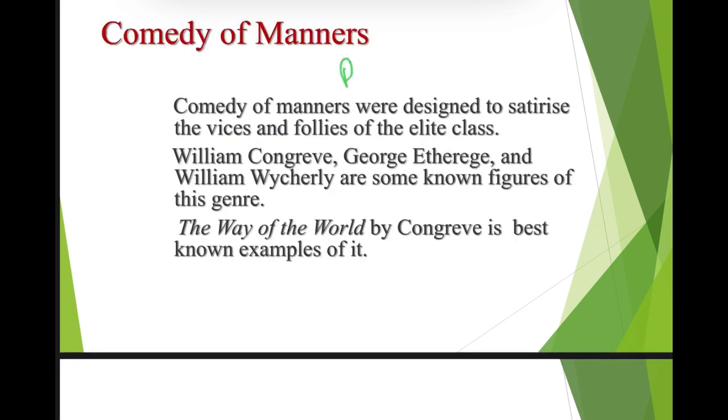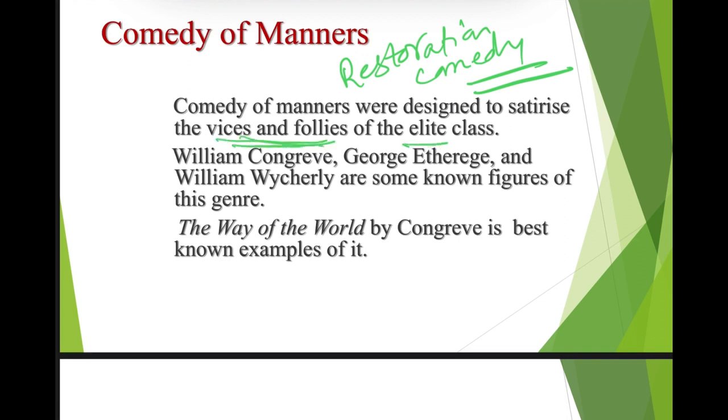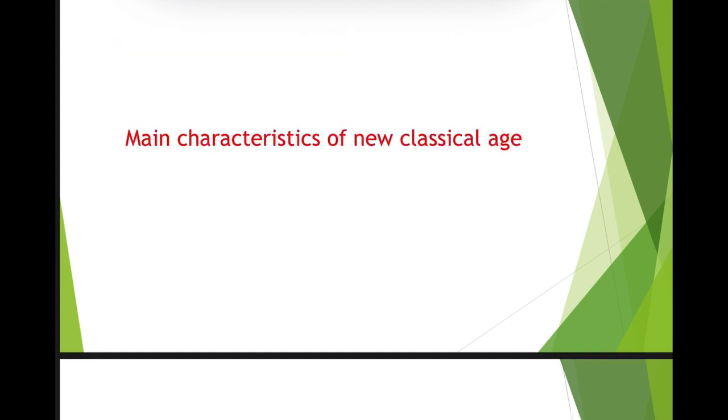Comedy of Manners, which was written during the Restoration age, is also part of the neoclassical age. We can call comedy of manners Restoration comedy. This comedy of manners was designed to satirize the vices and follies of the elite class. They attacked the vices and follies of aristocratic society, and these are the playwrights: William Congreve, George Etherege, William Wycherley. These are some popular writers who wrote comedy of manners. And if you want to see the characteristics of comedy of manners, read The Way of the World by William Congreve. This is the best example of comedy of manners.